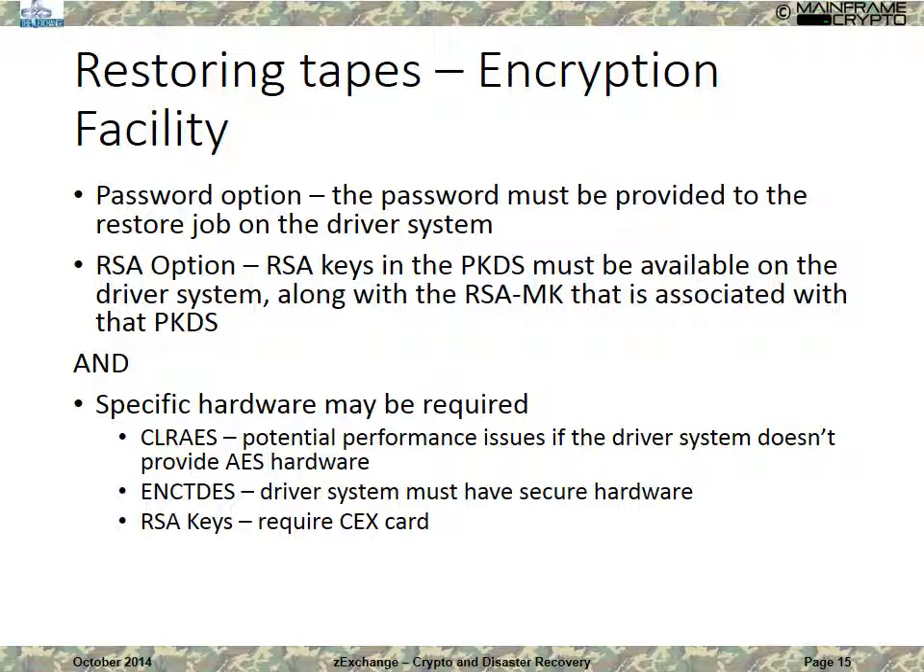A better option is to use the RSA option. And when you use the RSA option, what happens is DFSMSdss will work with ICSF to generate a random number that will actually be used to encrypt the data. That random number, in turn, will be encrypted under a public-private key pair and stored in the header record as part of the dump. And then when you perform the restore, that public-private key will again be used to decrypt that symmetric key that's in the header record on the dump tape, and use that to recover the data.